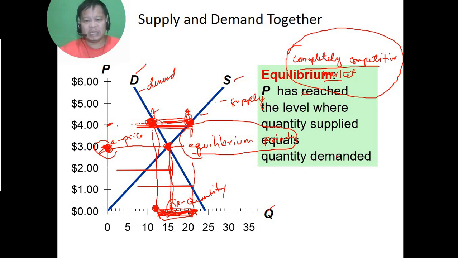Okay? But a different story kung monopolistic market tayo. Iba na yan, no? Okay, in this example, we are only assuming that the market is completely or perfectly competitive market. Okay.